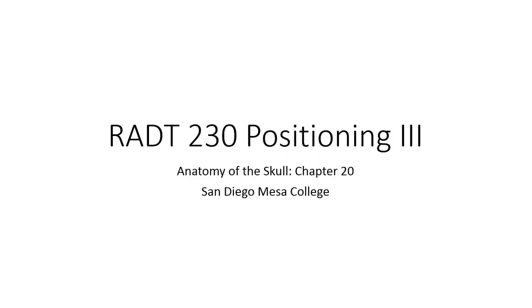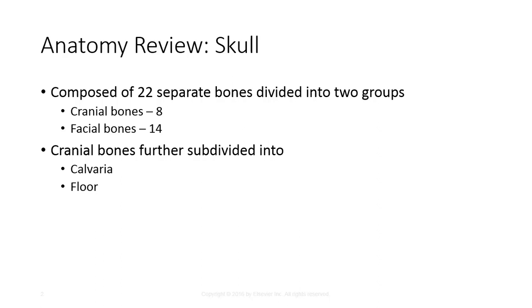In this presentation, we'll review the intricate anatomy of the skull. Knowledge of this anatomy will be essential to appropriately position the skull radiographically later. The skull rests on the superior aspect of the vertebral column and is composed of 22 separate bones divided into two groups. There are 8 cranial bones and 14 facial bones.